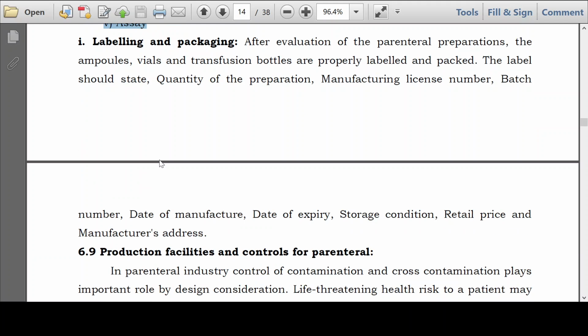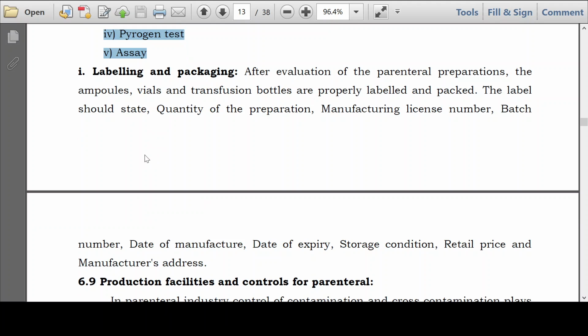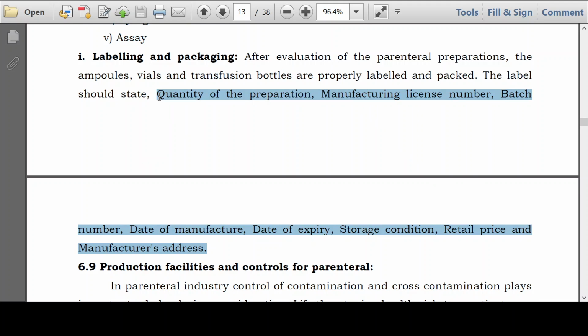Next, last step is the labeling and packaging. After evaluation of parenteral preparation, the ampoules, vials and transfusion bottles are properly labeled and packed. The label should state quantity of the preparation, manufacturing license number, batch number, date of manufacturing, date of expiry, storage condition, retail price and manufacturer's address. So all this information should be present on the label.